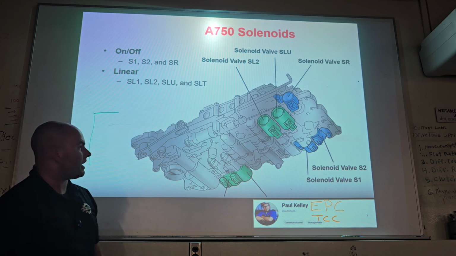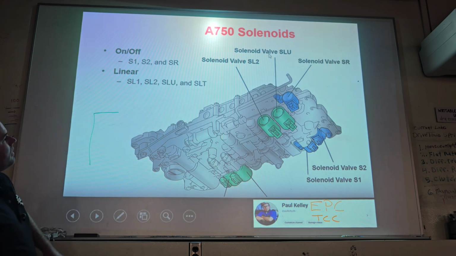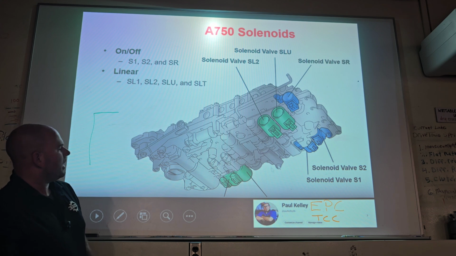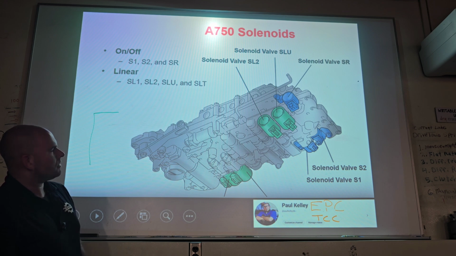Now where are the solenoids at? Here are the 750. Let's find your SLT. I think I actually might have cut it off screen. These are SL1 and 2. No, those are S1. I cut it off screen. Your SLT is down here. Does anybody remember? Here's your SL2, and I think your SL1 is one of these. Those are the linear solenoids. S1 and S2 are on-offs.